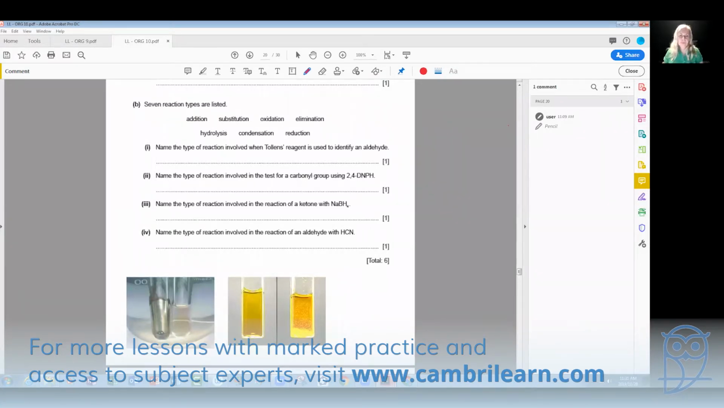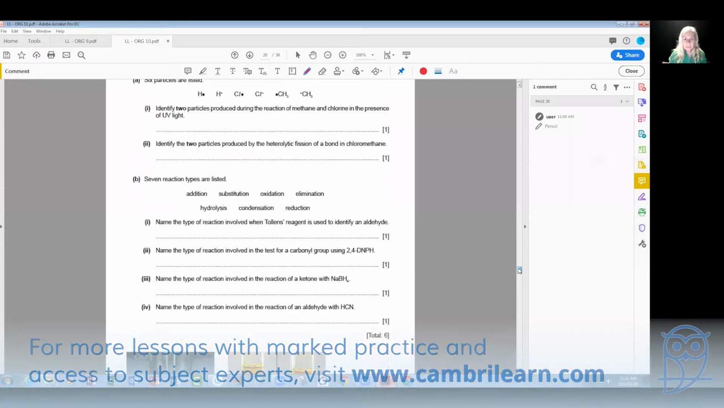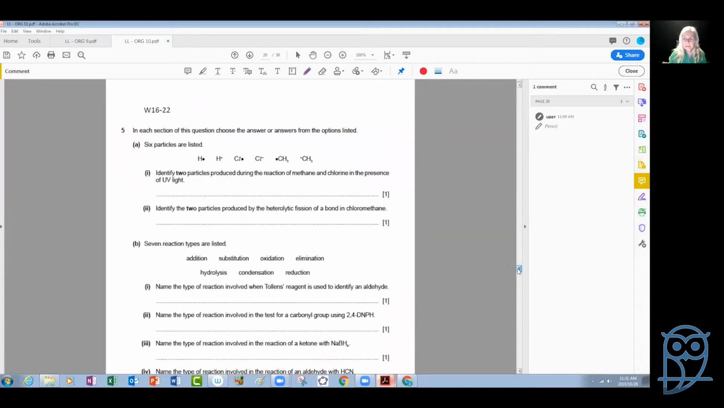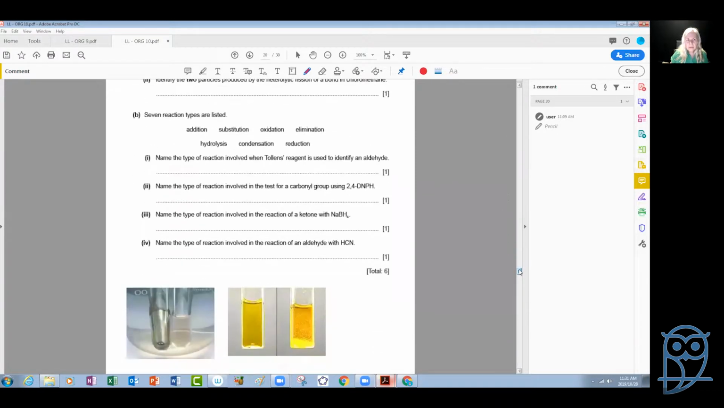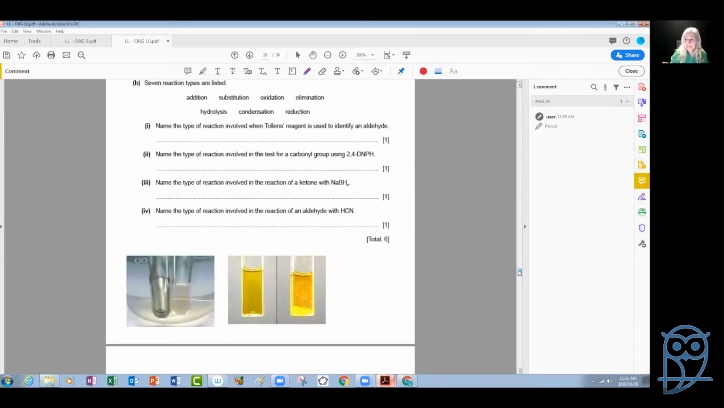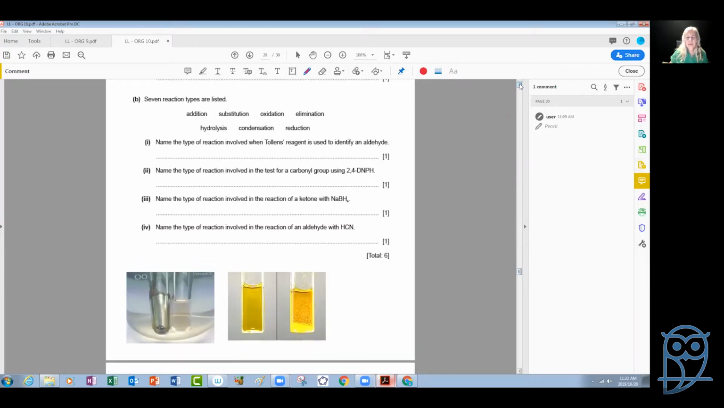Okay, we continue from last week with this problem that we began. If you remember, it was from 2016. We did the first part. And we continue with the second part, which concerns aldehydes and ketones. And through this problem, we can revise all there is to know about aldehydes and ketones.